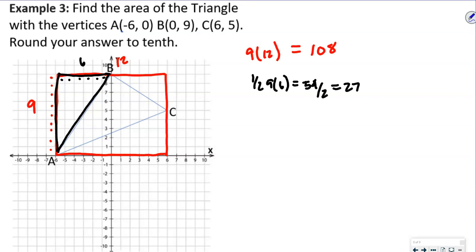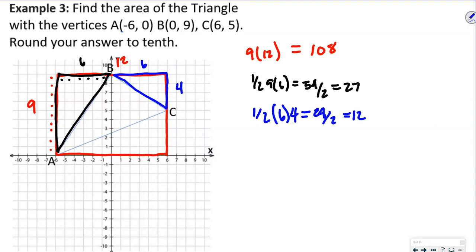Okay, that's our black one over here, this one. Okay, then we're going to do the blue one right here, this one. Again, we're going to do 6 times 4. So 1/2 of 6 times 4 is 1/2 of 24. So 24 divided by 2 is equal to 12. Okay.